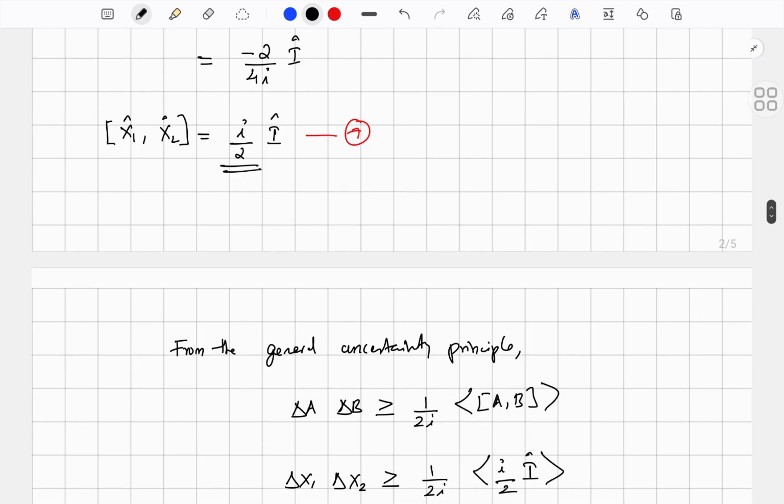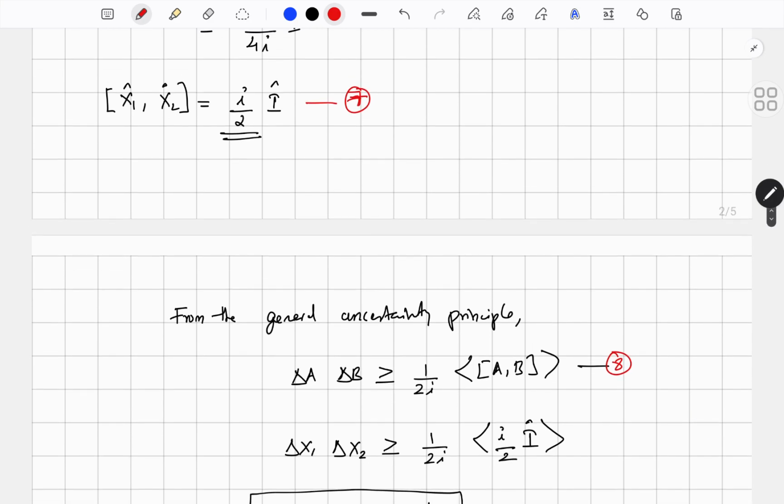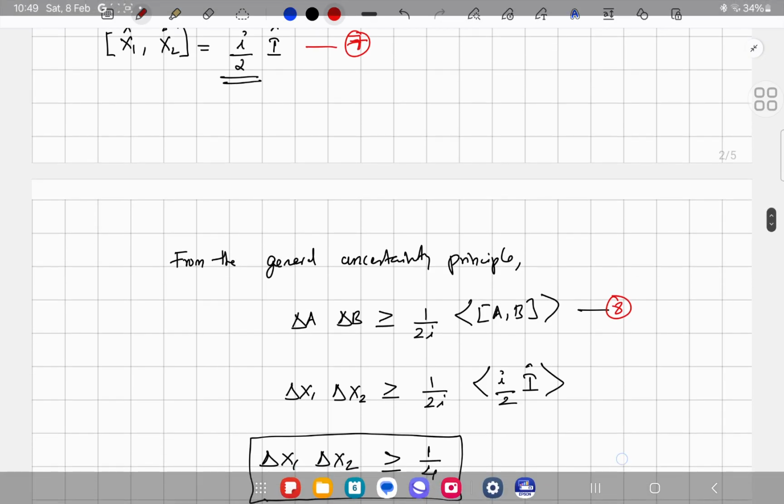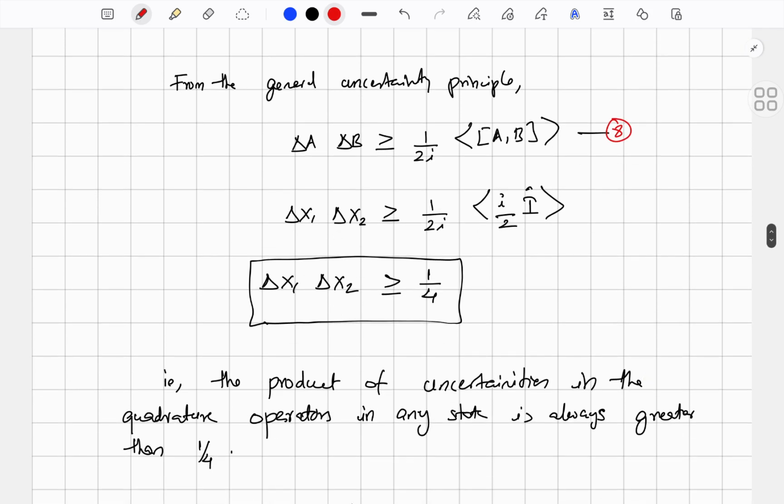Once you know the commutator, we can easily find the product of uncertainties of these operators. From the general uncertainty principle, delta A delta B will always be greater than or equal to 1 by 2i times the expectation value of the commutator of A and B. That can be equation number 8. Now substitute x1 and x2, in terms of a and b, using equation number 7. So delta x1 delta x2 must be greater than or equal to 1 by 2i times the commutator of x1 and x2, which is simply i by 2 times the identity operator. The i will cancel, and 1 by 2 will become 1 by 4. The expectation value of the identity is 1 for any state. Therefore the product of uncertainties of the quadrature operators, delta x1 delta x2, should always be greater than or equal to 1 by 4.